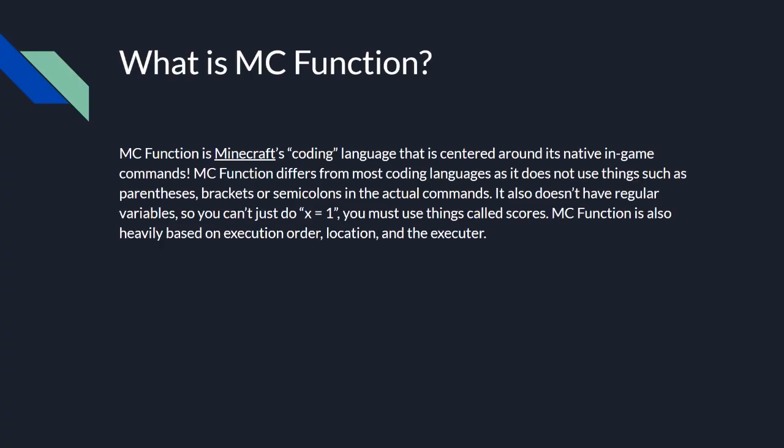So, what is MC Function? MC Function is Minecraft's quote-unquote coding language, and it's centered around the in-game commands. MC Function differs from a lot of programming languages because it doesn't use line endings or parentheses and brackets in the actual command portions. And you can't just use normal variables like in Python or C#, where you can define an integer and assign it a value in the definition.